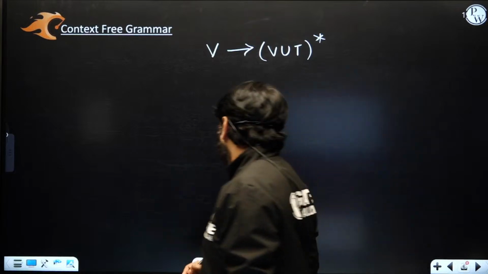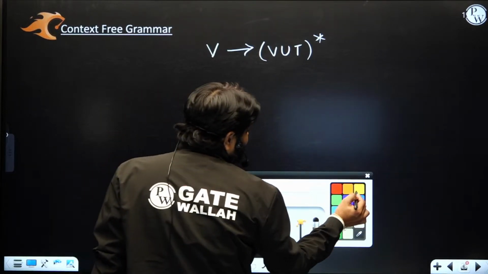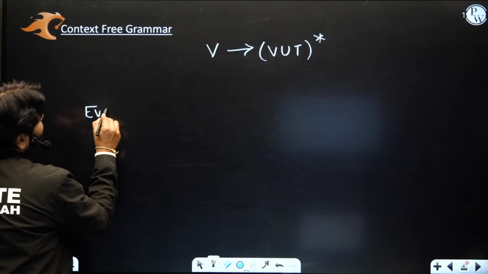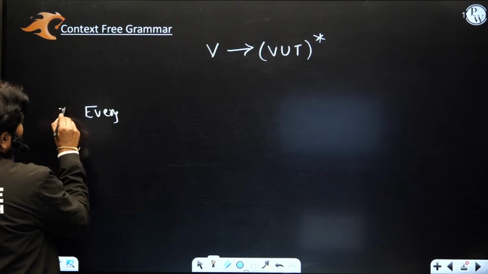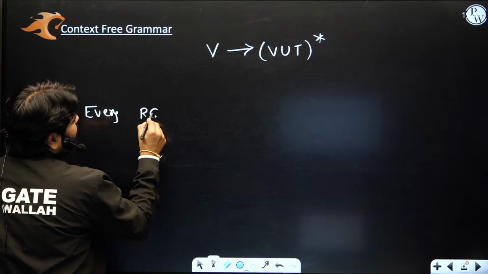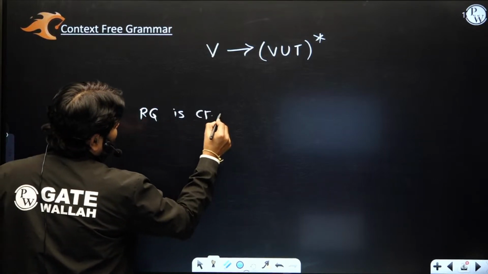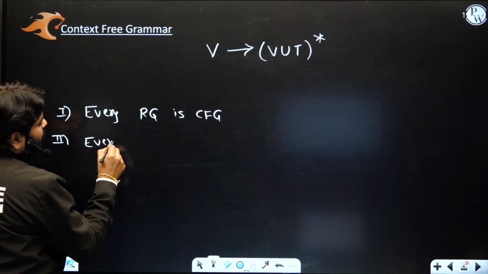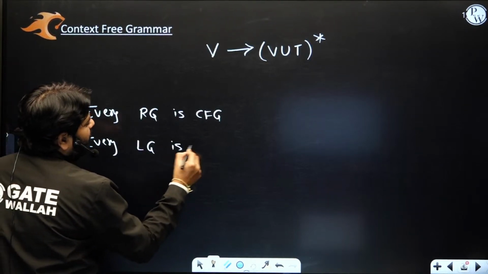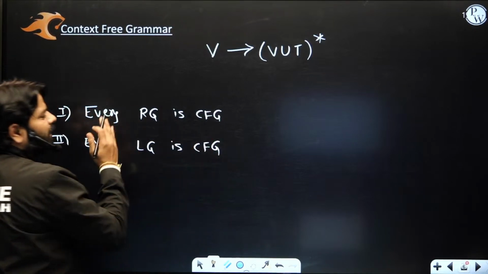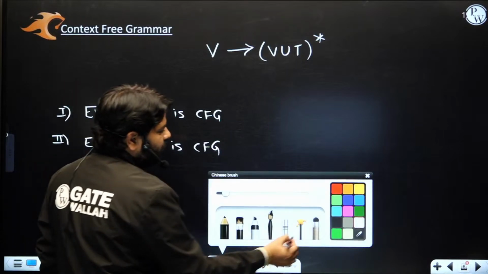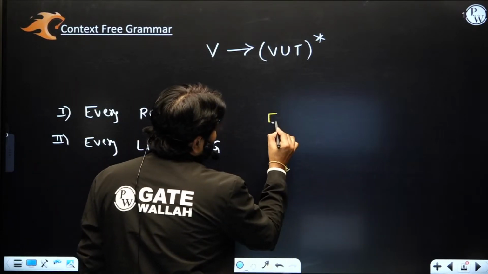Now when you look at all the three definitions, you can say every regular grammar is a context free grammar, no doubt about it. And not only this, every linear grammar is also a context free grammar. But a context free grammar need not be regular, and need not be linear. Example, let me show you some examples.